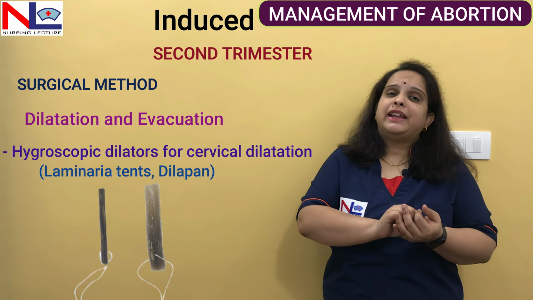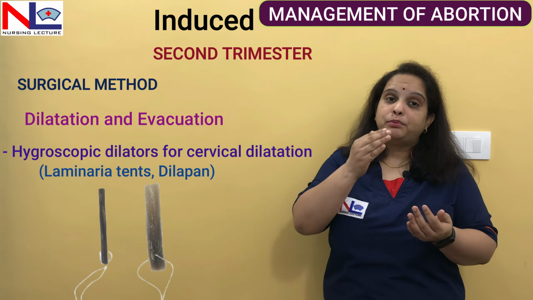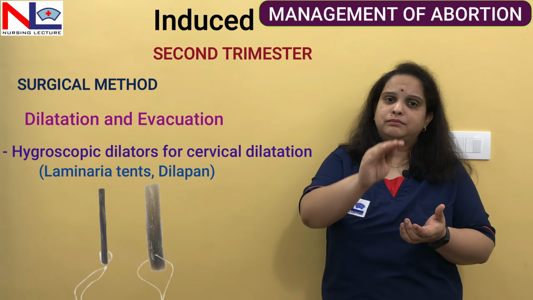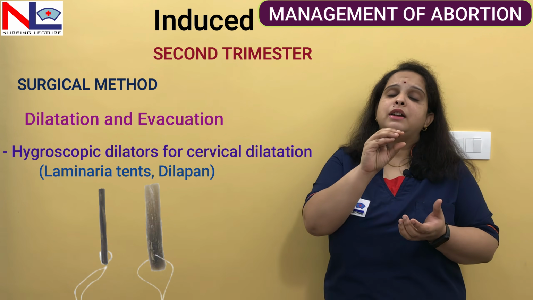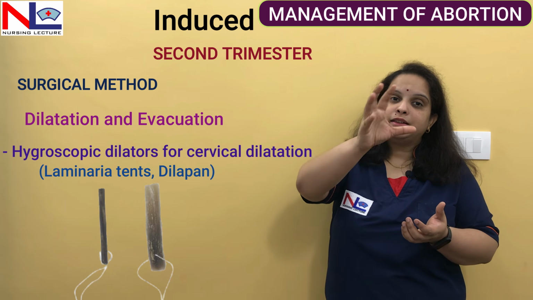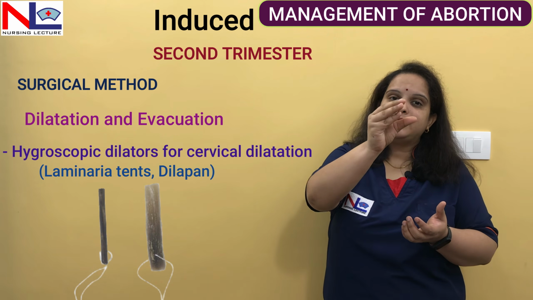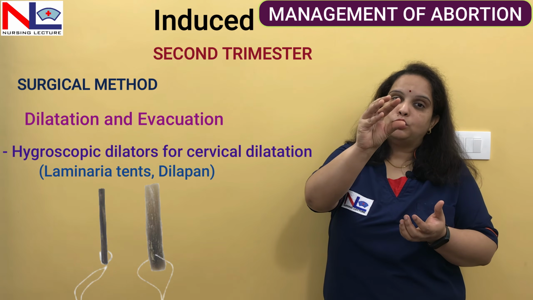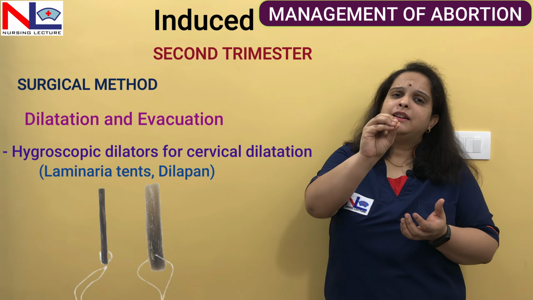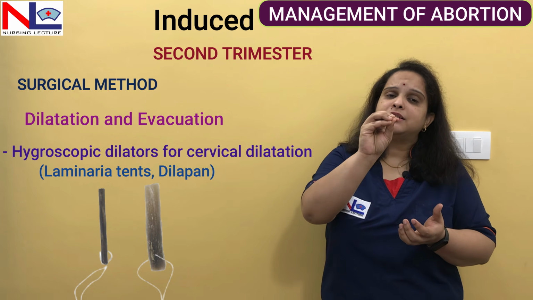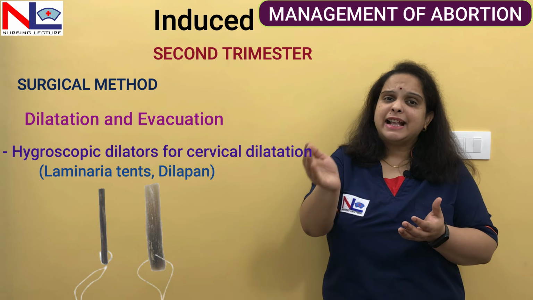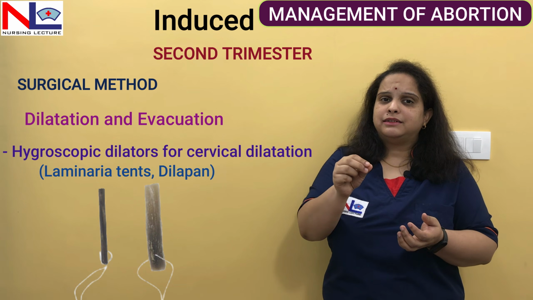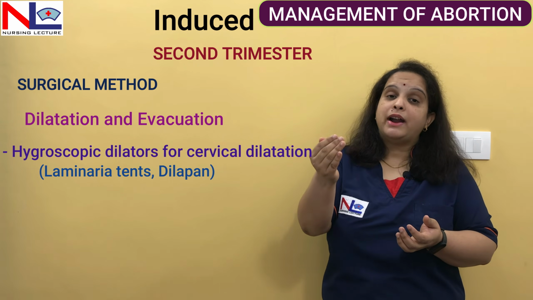When we are using these hygroscopic dilators, we can put either of the dilators in the cervical canal and leave it overnight. What they do is absorb the water present in the cells of the cervical canal. Once they absorb water, they swell up, and once they swell up, they dilate the cervix slowly. So overnight with these hygroscopic dilators the cervix gets dilated, and then the next day we can remove the hygroscopic dilator and dilate further if required.